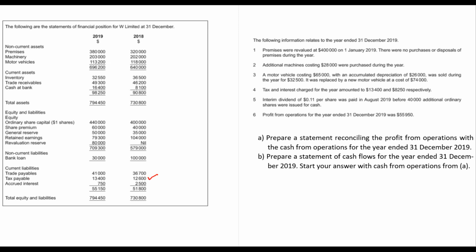After cash from operations, we will deal with tax and interest. Tax payable at the beginning of the year was 12,600. The tax payable at the end of the year was 13,400. In addition to that, they have told us that during the year, the tax charged in the income statement amounted to 13,400. So this was our tax which was recorded as an expense during the year. So basically we note that tax that was payable at the beginning of the year, at the end of the year, and the tax expense for the year. But we don't know yet how much was the tax that we actually paid during the year. So let's find that out.